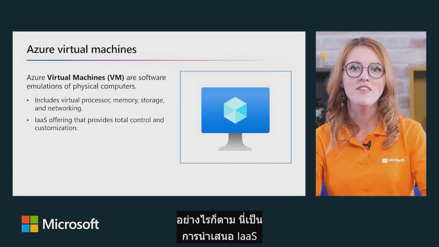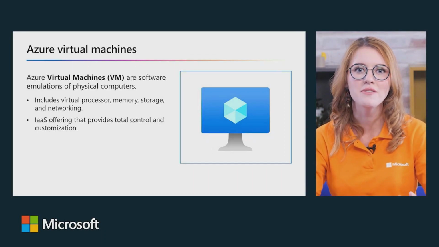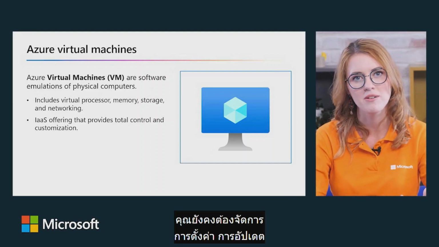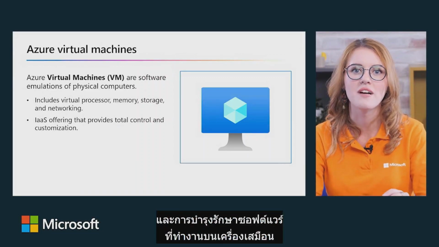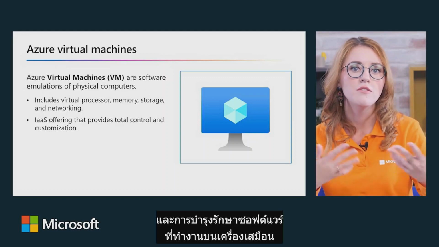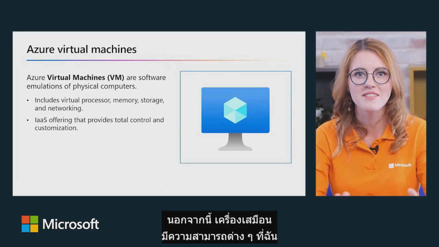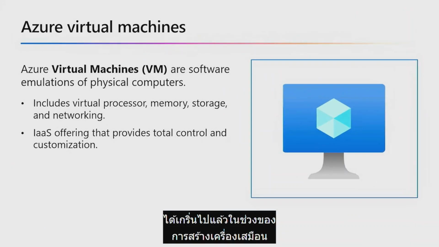Azure Virtual Machines offer flexible virtualization capabilities without the need to purchase and maintain the physical hardware on which they run. However, within the IaaS offering, you still need to handle the setup, updates, and maintenance of the software running on the virtual machine. Virtual machines also have various capabilities that I briefly mentioned during our virtual machine creation, such as scale sets and availability sets.